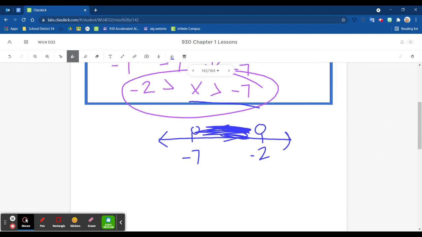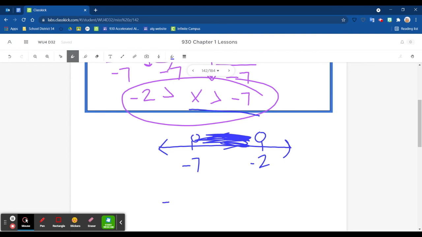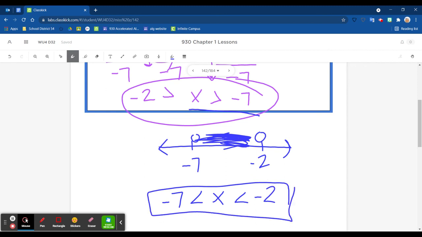We could rewrite it left to right so that we could read it as -7 is less than x, which is less than -2. Sometimes that helps us to graph.